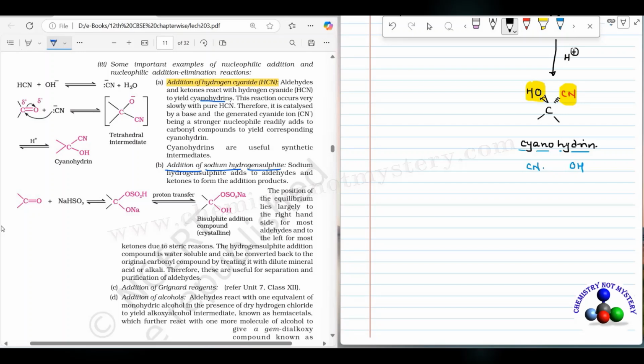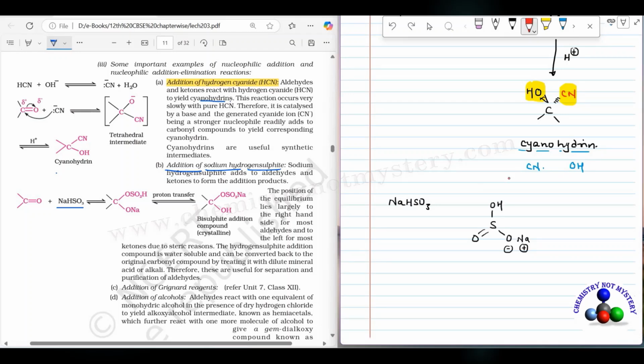So here NaHSO3 is sodium hydrogen sulphite. To understand the nucleophile of this reaction, first of all you have to draw the structure of sodium hydrogen sulphite. Now let's draw the structure of sodium hydrogen sulphite. So here this is the structure. This O negative ion gets combined with Na positive ion. So this is the structure of sodium hydrogen sulphite.